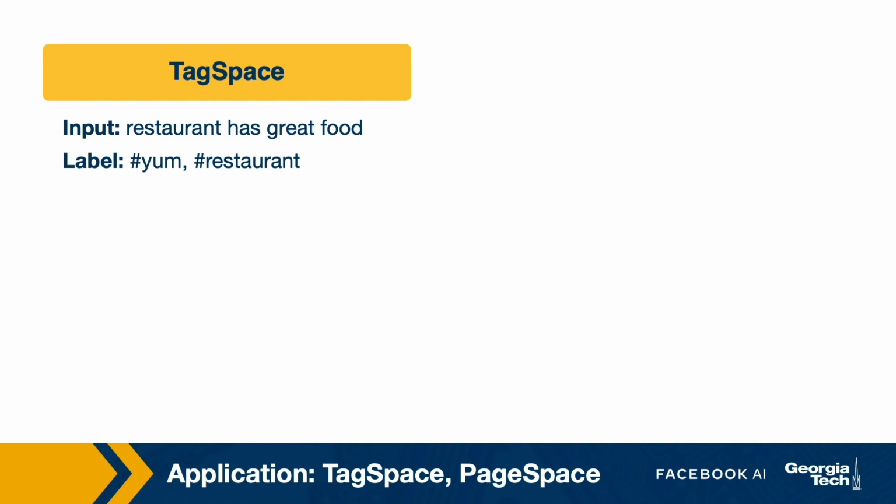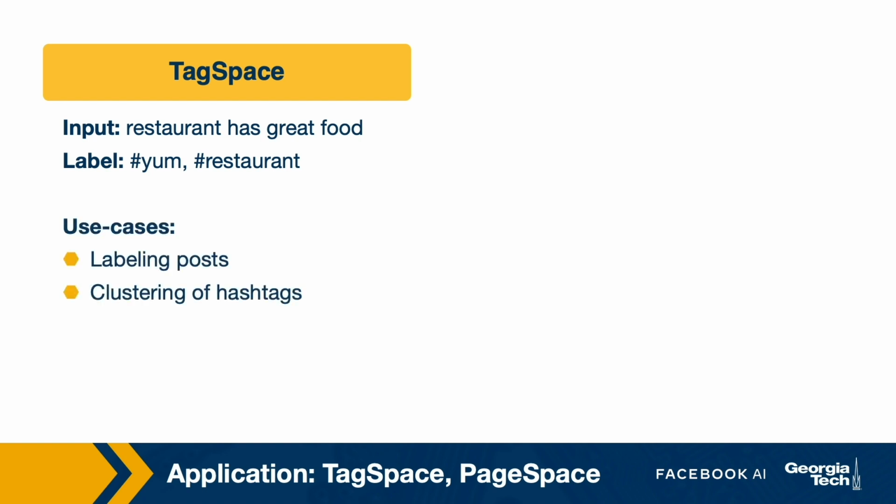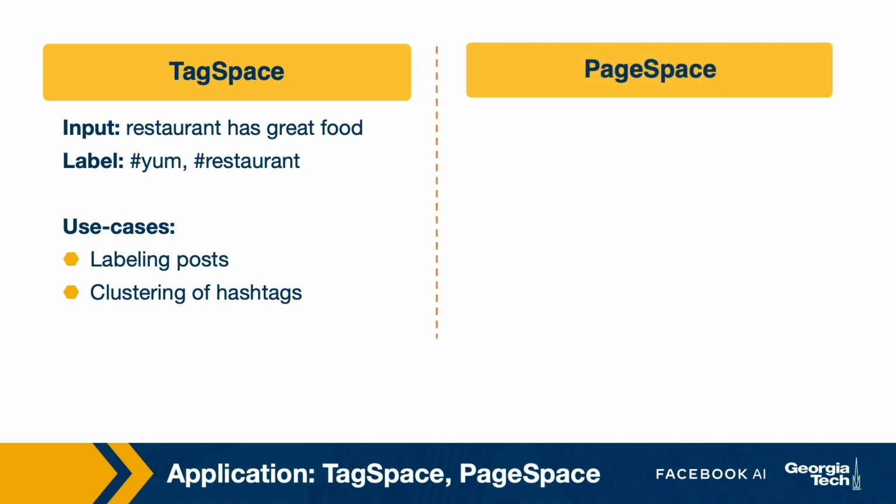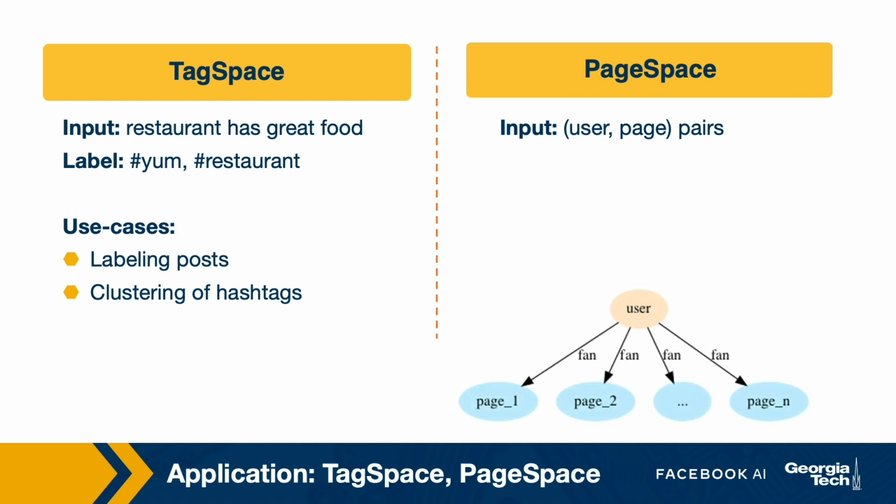and learned embeddings for both of them. Then you can use the embeddings to label the posts and to do hashtag clustering. In the case of page space, we have users follow certain pages on Facebook. The pages can be celebrities, restaurants, coffee shops, and organizations. We can see this defines a partial graph between users and pages, where the input is user-page pairs. Recommending pages for users to follow can be viewed as predicting missing edges in the graph.